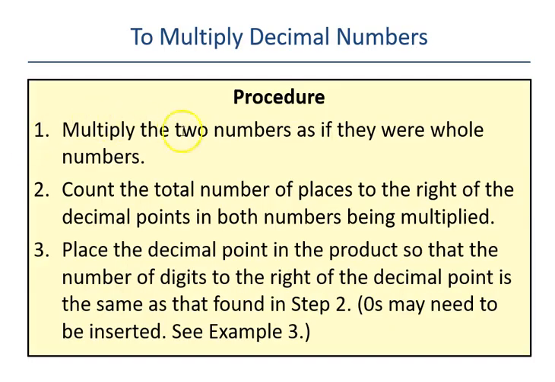Multiply the two numbers as if they were whole numbers. Count the total number of places to the right of the decimal points in both numbers being multiplied. Place the decimal point in the product so that the number of digits to the right of the decimal point is the same as those found in step 2. Zeros may need to be inserted. Okay, what does that mean? Let's just take a look at an example here, and then we'll do one of our own.